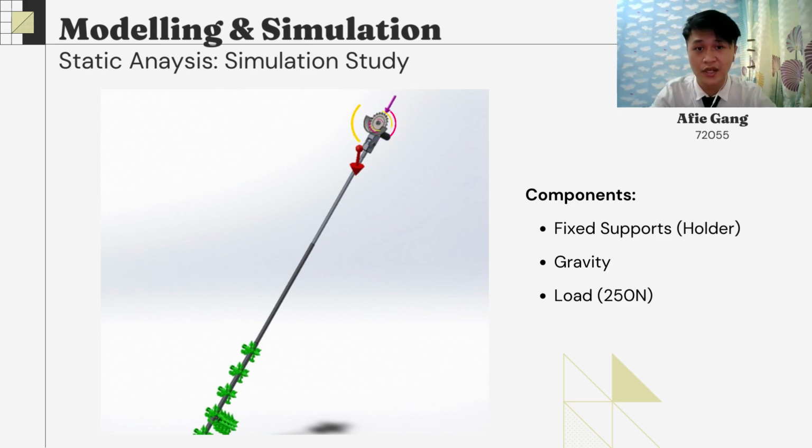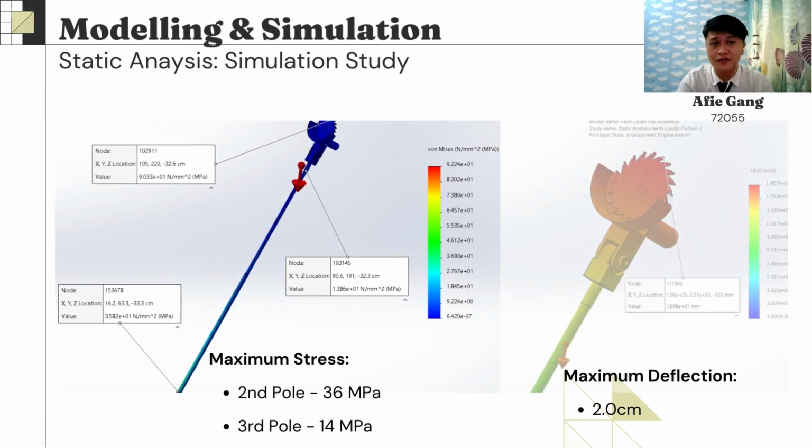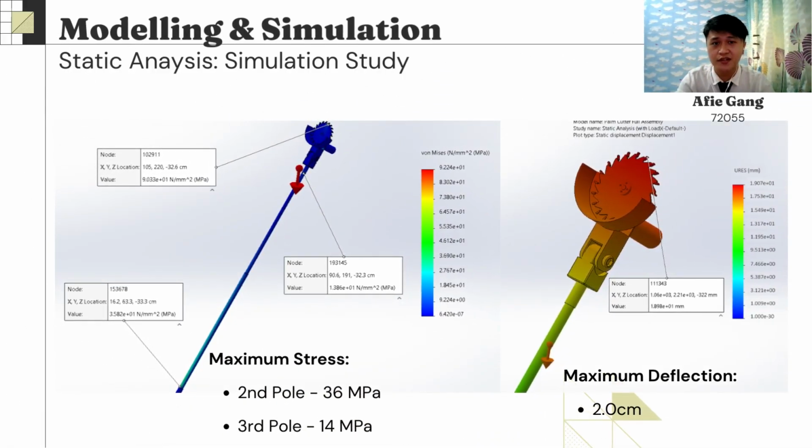The simulation included the addition of fixed support at the handle of the pole, and gravity was placed at the centroid of the palm cutter, and a load with a magnitude of 250 Newton, which is the combination of maximum cutting force and pushing force, was placed at the tip of the saw blade. The result of the simulation found that the maximum stress experienced by the second pole, counting from top to bottom, is about 36 megapascal, and the stress at the third pole is 14 megapascal. The end of the pole was also found to deflect as much as 2 cm.